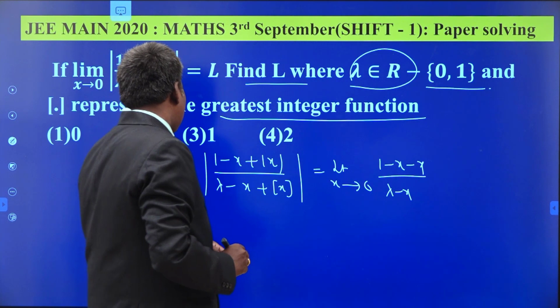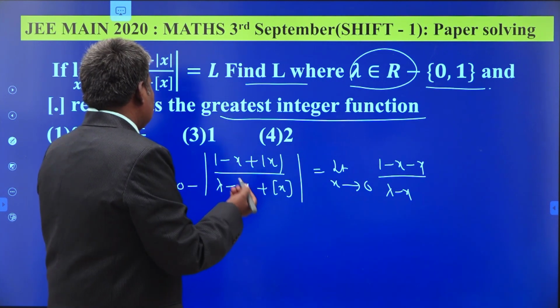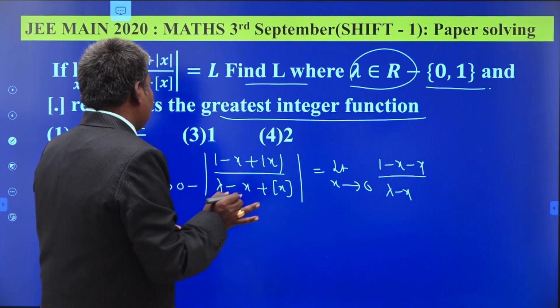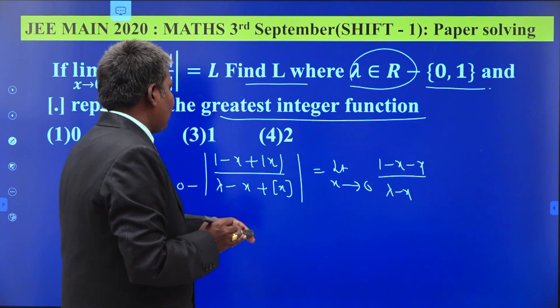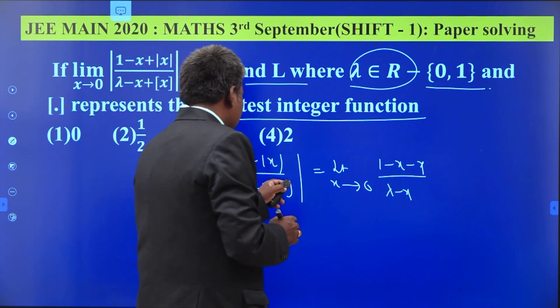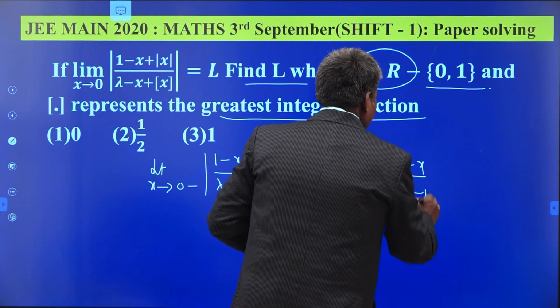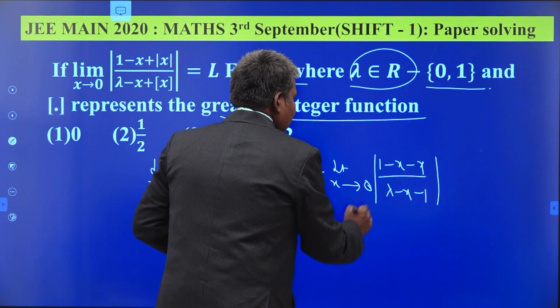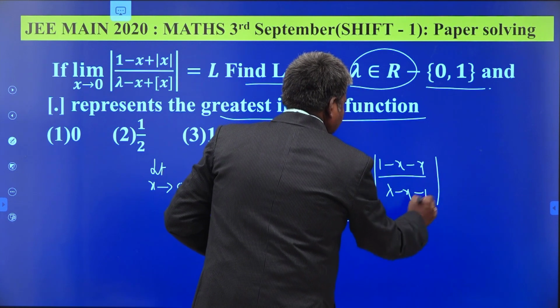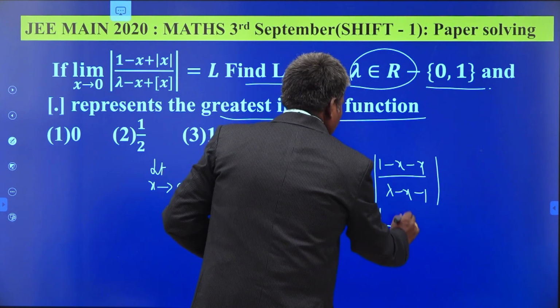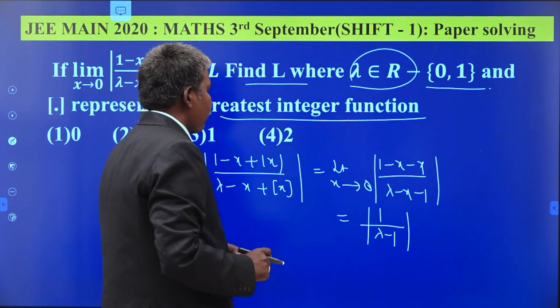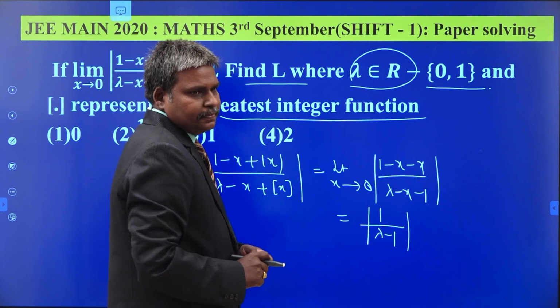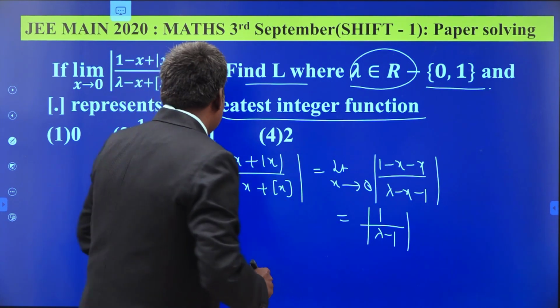What about the box x value? We are approaching 0 from the left side, so x is negative, and the box of some small negative value gives minus 1. As x tends to 0, what happens? We get modulus of 1 by lambda minus 1. This is your left hand limit.